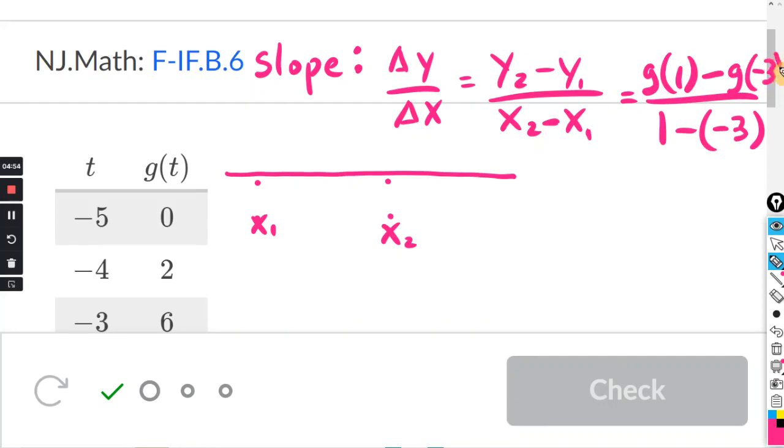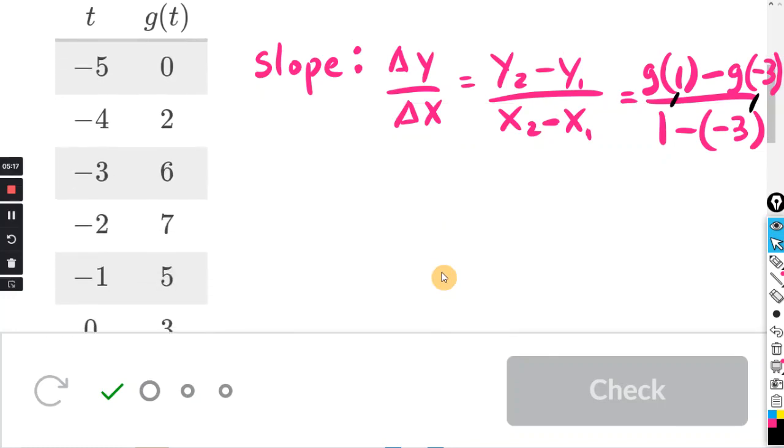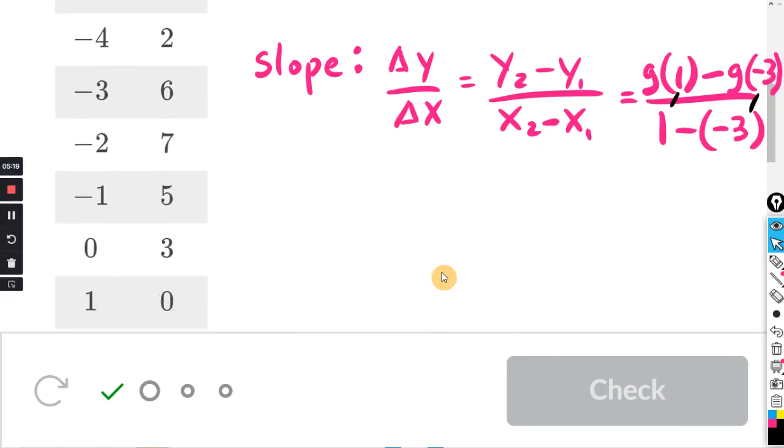Notice I am matching the X values and the Y values, okay? If you had reversed these two, then you would reverse these two as well. So we're just finding slope here. It's pretty simple. We actually don't have to plug anything in because we have a table of values. All right, so let's see.